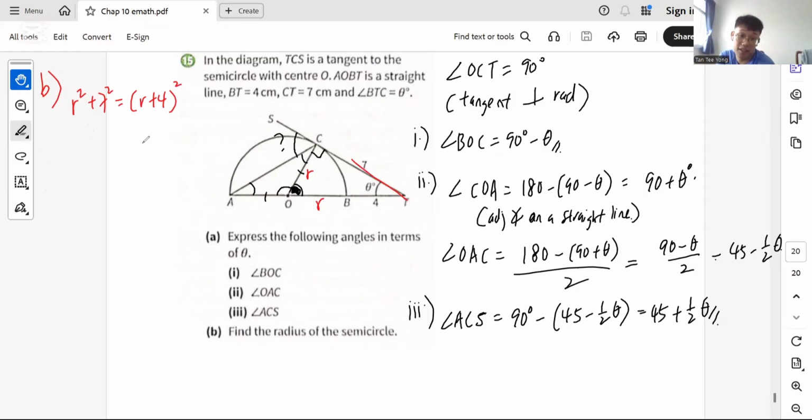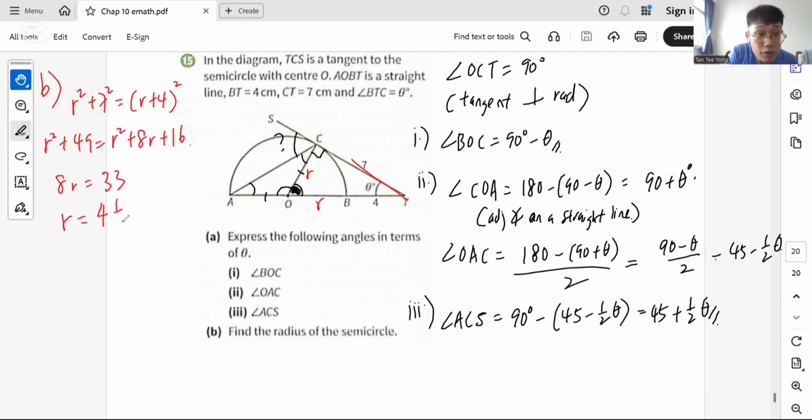So nothing to do with trigonometry, you can actually not use it at all. So R squared plus 49 equals R squared plus 8R plus 16. So 8R equals 49 minus 16, which is 33. Let me just check. Okay, yeah. So R equals 33 divided by 8, which is 4 and 1/8 cm. So for part B, we make use of the Pythagoras theorem to form an equation and then solve for R. Okay, and this is it for question 15, the last question of review exercise 10.